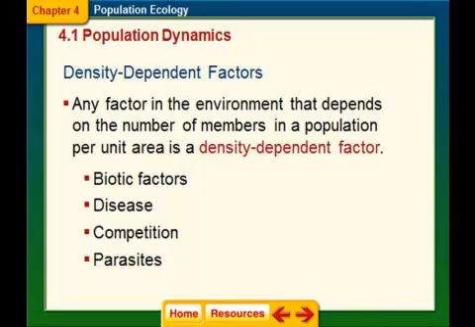It's density dependent. Another thing is competition. The more organisms you have to compete with, it could limit your population size. And then parasites. That kind of goes along with disease, that as there's more organisms to infect, it could limit the population.